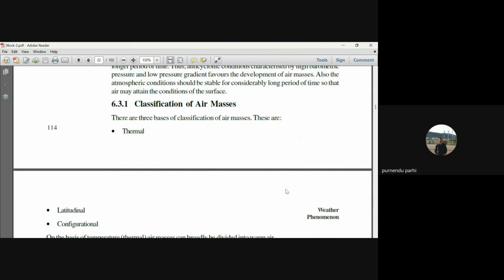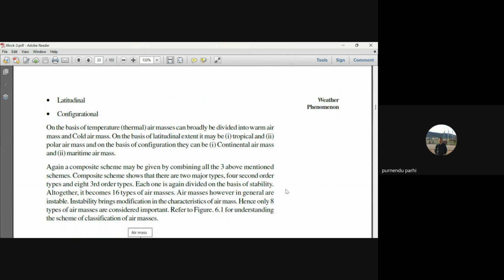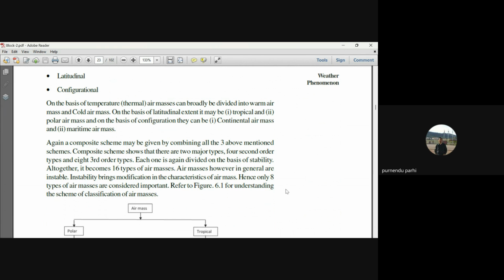Classification of air masses. There are three bases of classification of air masses. These are thermal, latitudinal, and configurational. On the basis of temperature, air masses can broadly be divided into warm air mass and cold air mass. On the basis of latitudinal extent, it may be tropical and polar air mass, and on the basis of configuration, they can be continental air mass or maritime air mass. Again, a composite scheme may be given by combining all the three above-mentioned schemes.